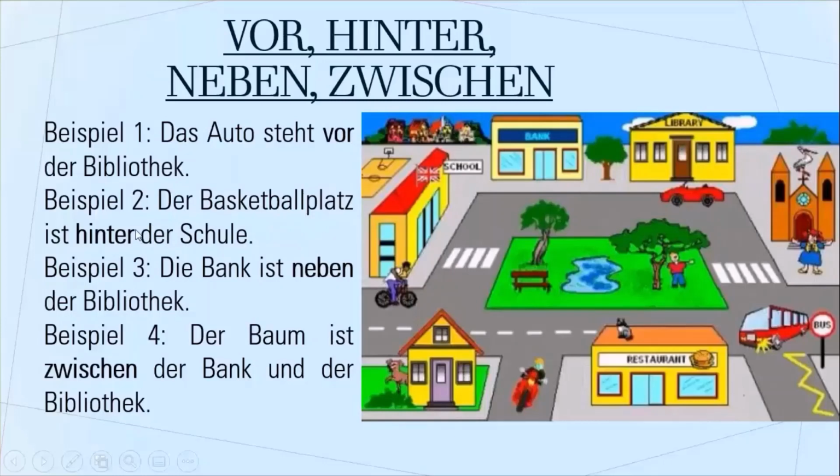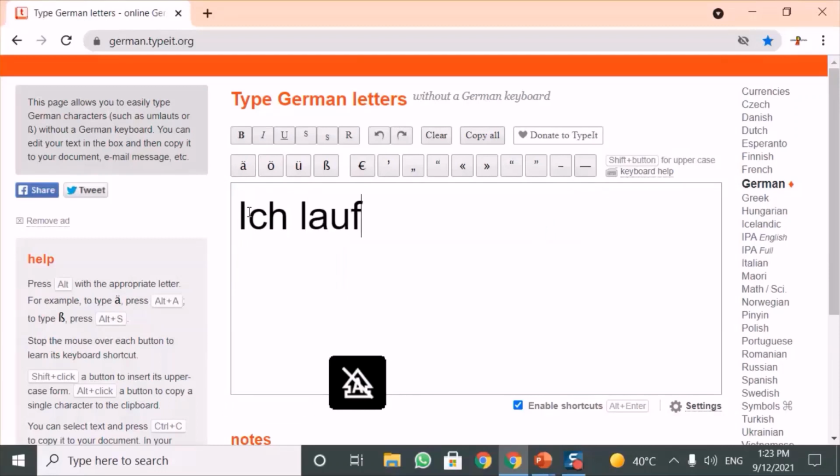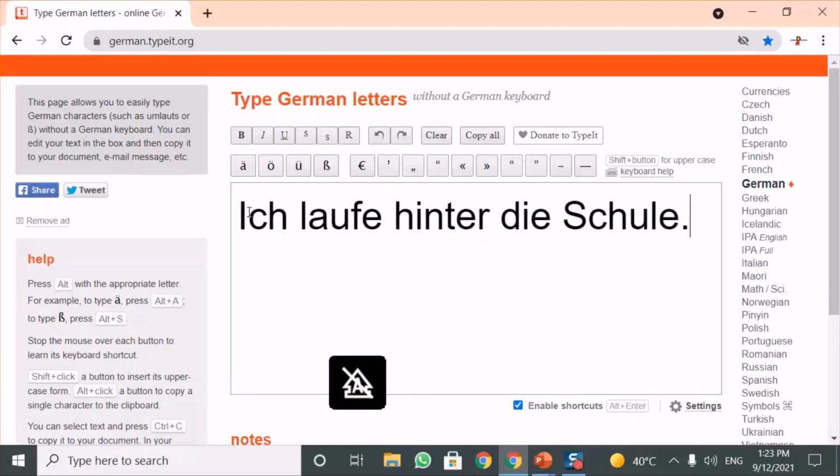But if I want to show the preposition hinter with the accusative case, for example, ich laufe hinter die Schule. Now, what I have shown here is not in the picture, but imagine that I am running behind the school. So laufen, as I mentioned a bit earlier, means to run, and it shows movement. So if I'm running behind the school, the article after this preposition will remain as it is in the accusative case here.